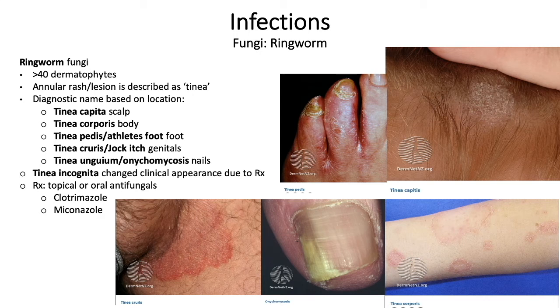So Tinea cruris or jock itch, which we can see on the bottom left. Tinea pedis, you can see on the top left. Tinea capitis on the right, and you can see, particularly with Tinea capitis and Tinea cruris, that annular shape. Onychomycosis indicates an infection in the nail. And finally, Tinea incognita is due to a change in clinical appearance that's been caused by inappropriate treatment.